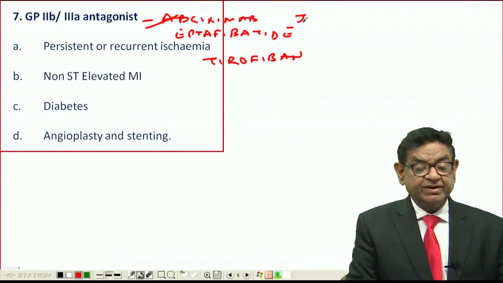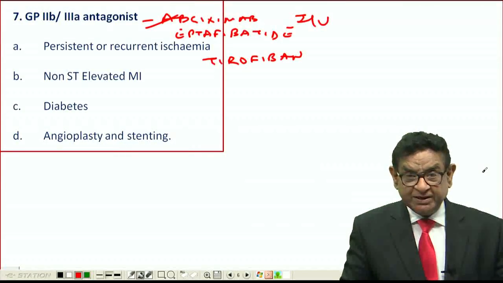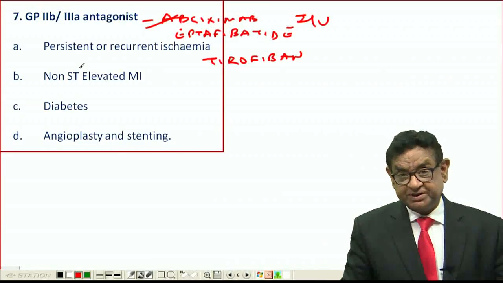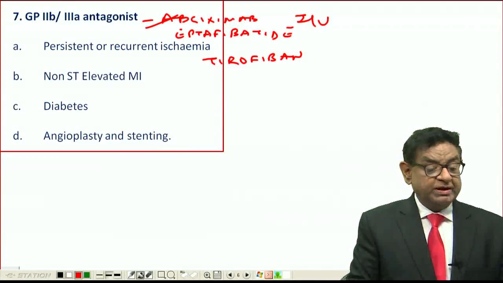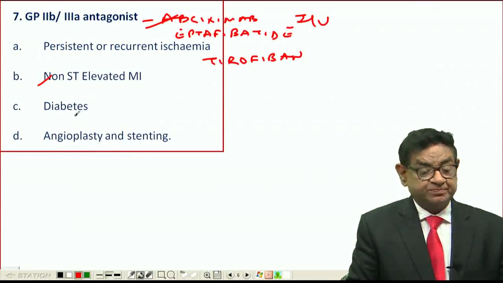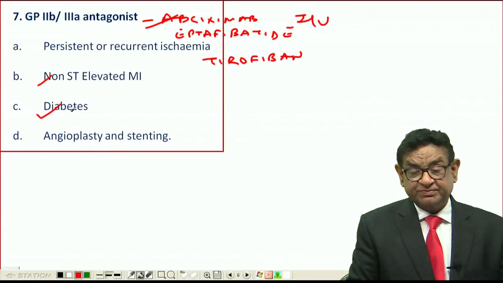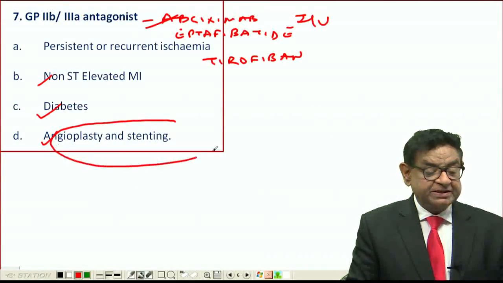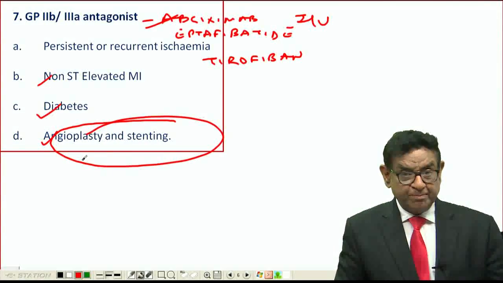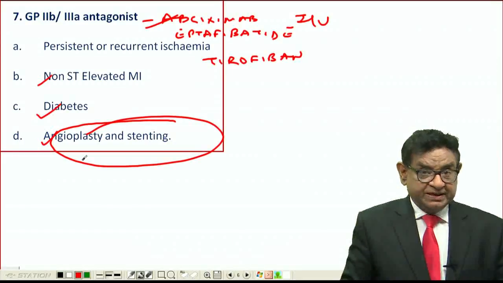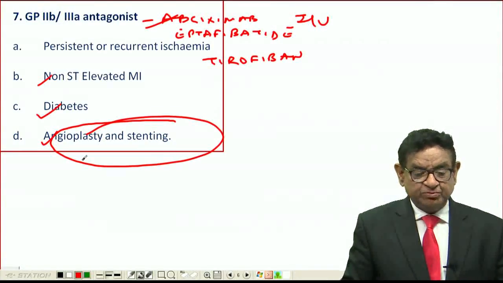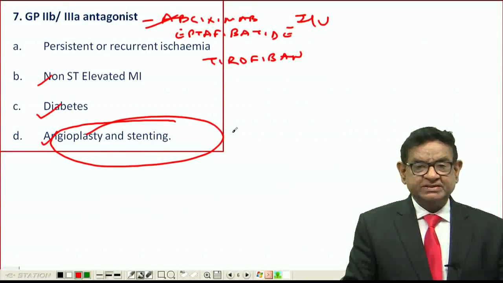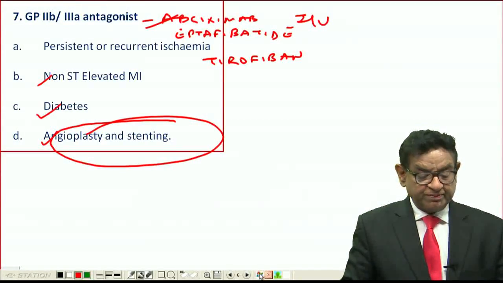It is given by IV infusion, and it is especially useful in the following situations: patient having persistent or recurrent ischemia, non-ST elevated MI, patient having diabetes with acute coronary syndrome, angioplasty and stenting. This is one of the most important and most definite indications of using GP2B3A receptor blocking drugs. They really prevent the stent-induced clot formation.